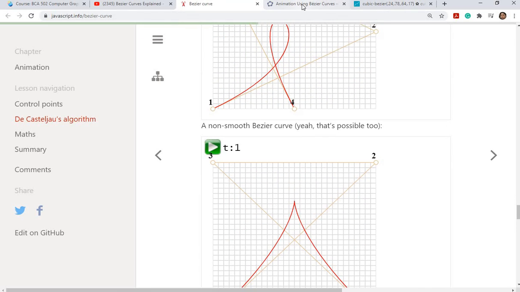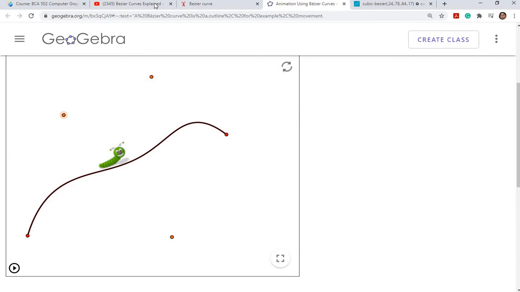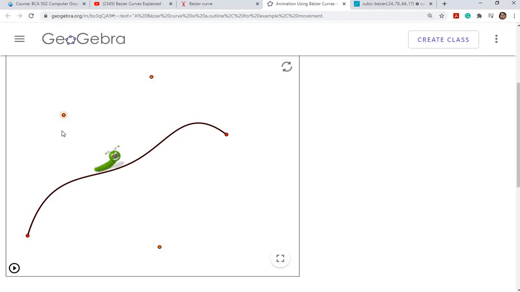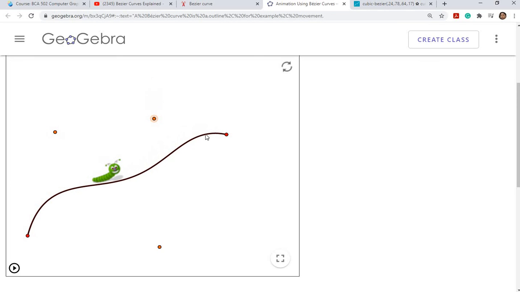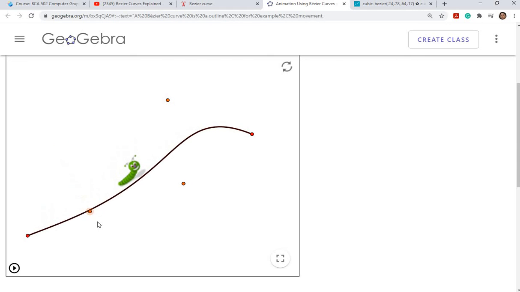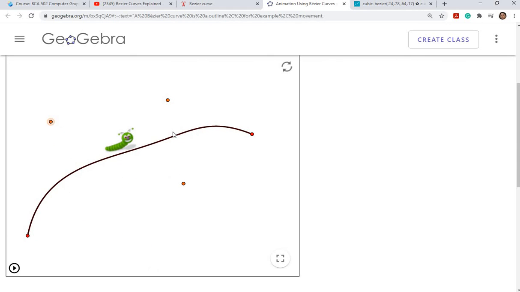Alright, let us see another one. Now this website is called GeoGebra, and here you have a green worm and we have 5 points. We can play with these points and then see the path of this green worm change, the shape of this Bezier curve changes as we play with the points. Okay, this is also very fun to do. Go to this website, you can play with it.